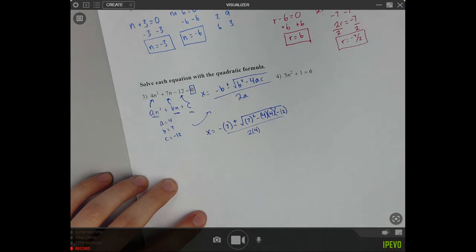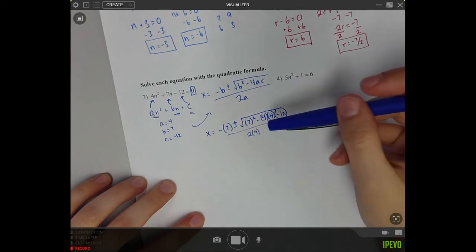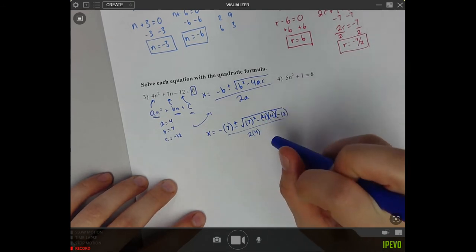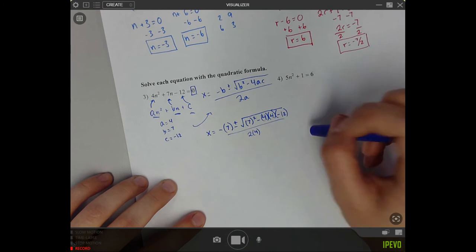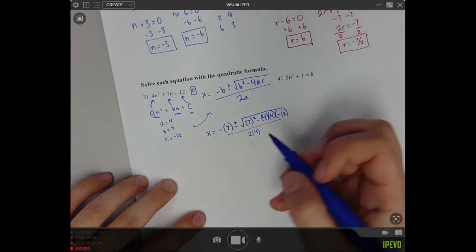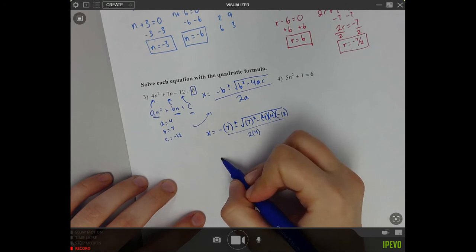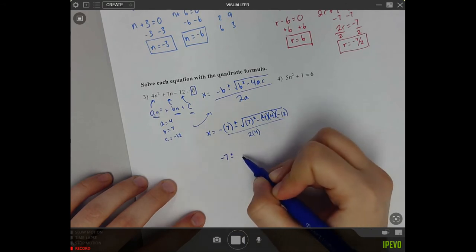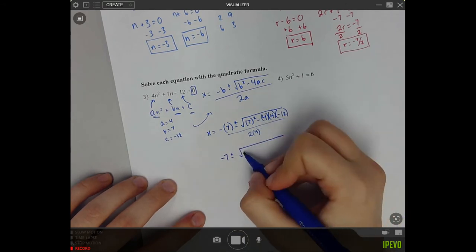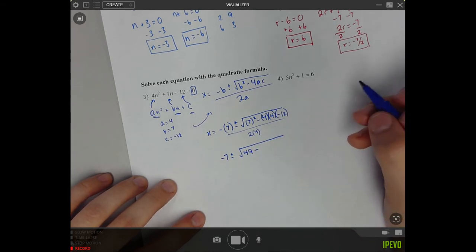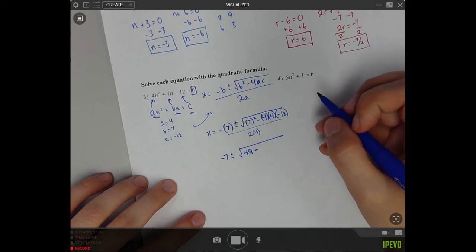Okay? So then all we have to do here to solve these is simplify this. Sometimes we're going to be able to simplify it more than others, but we're just going to do as much as we can right now. So let's go ahead and distribute some of these signs. It's going to be negative 7 plus or minus the square root of 7 squared, which is 49, minus 4 times 4, which is 16, times 12.